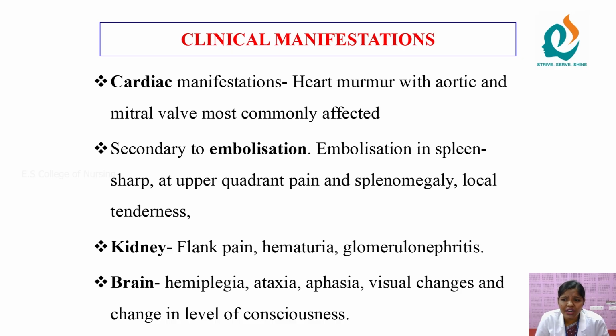Under the symptoms, a heart murmur, with the aortic and mitral valves most commonly affected. Secondary to embolizations: in the spleen, there is sharp left upper quadrant pain, splenomegaly, and local tenderness. Another is the kidney. The clinical manifestations of the kidney are flank pain, hematuria, and glomerulonephritis. Those symptoms should be present in the kidney.